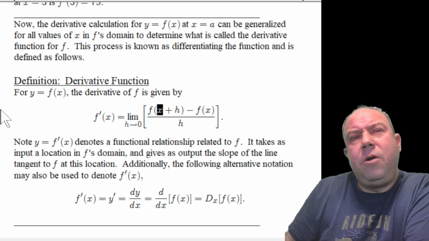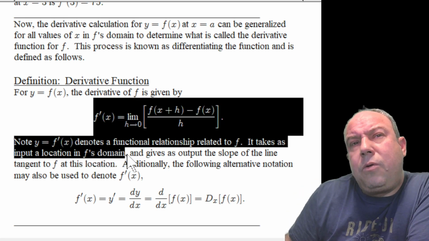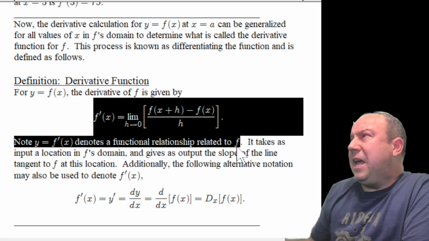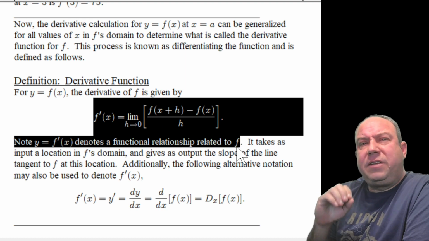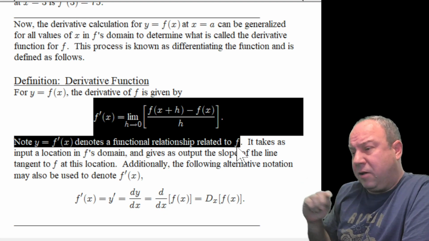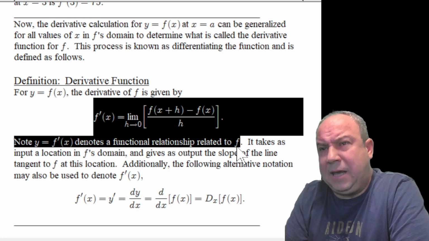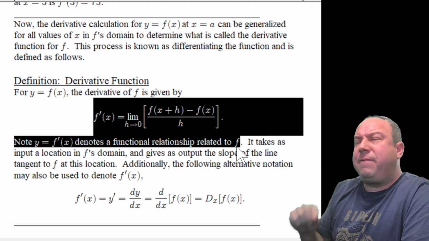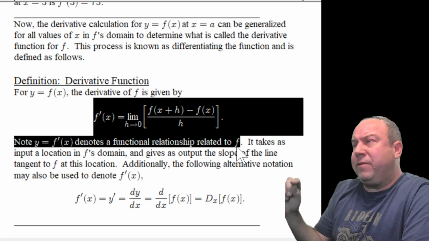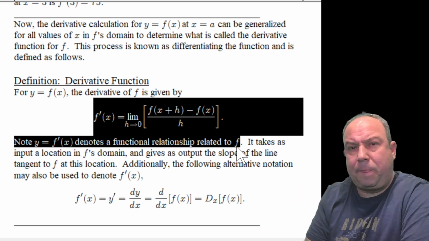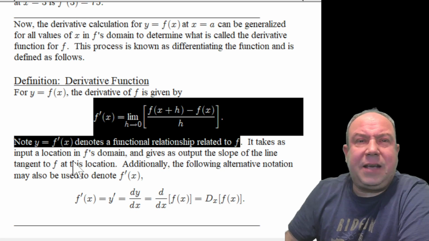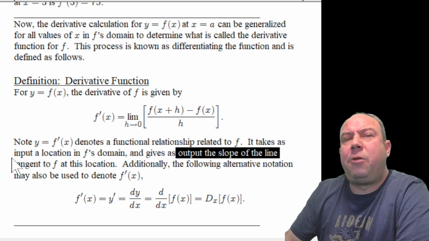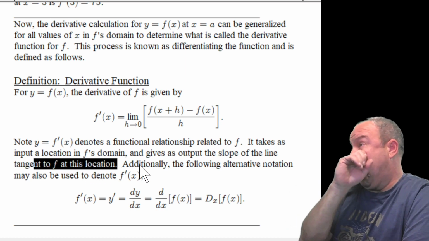Right? Note, y equal to f prime of x denotes a functional relationship related to f instead of a slope of a tangent line at a particular value of x equal to a in f's domain. Right? It's a function that describes that slope at every given value of x. It's what we might call a slope function. Right? It takes as input a location in f's domain and gives as output the slope of the line tangent to the function f at that location.